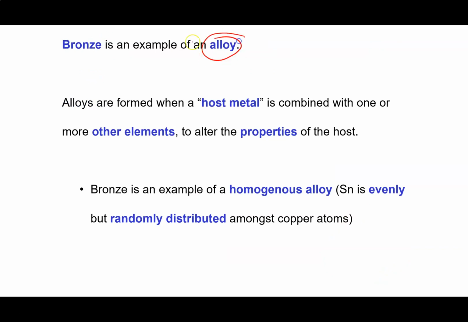Bronze is an example of an alloy, and you get an alloy when you have a host metal and then you combine that with one or more other elements that are non-host elements. What you end up with is something that's very different from the host and often very different from the elements that are being added.